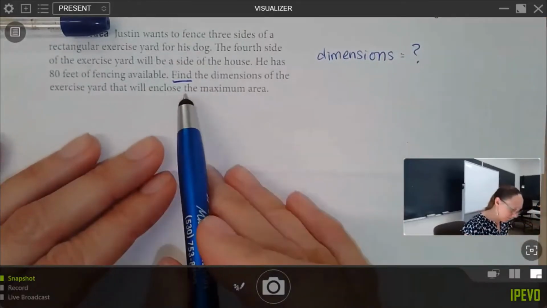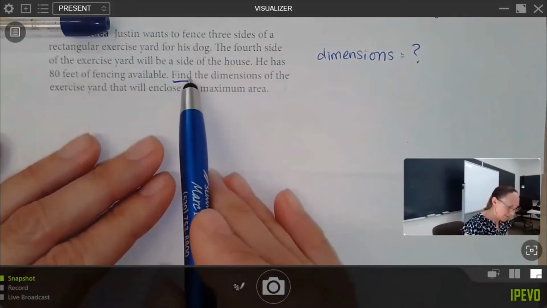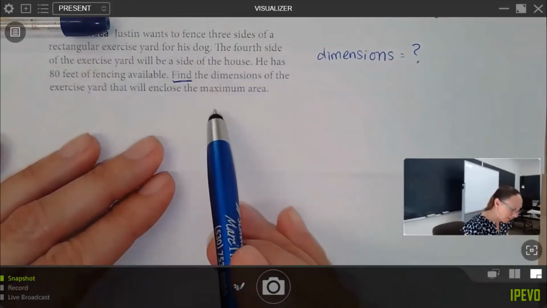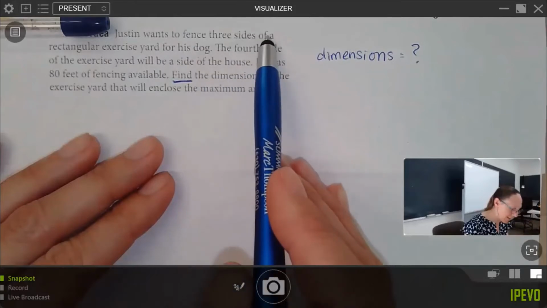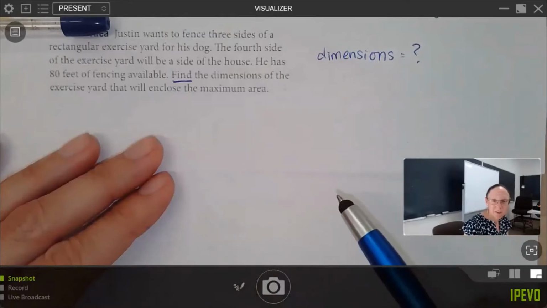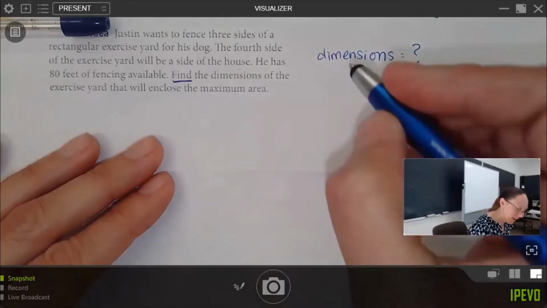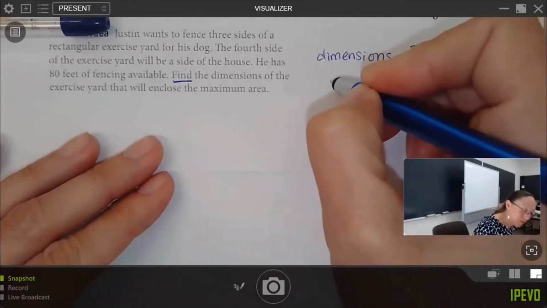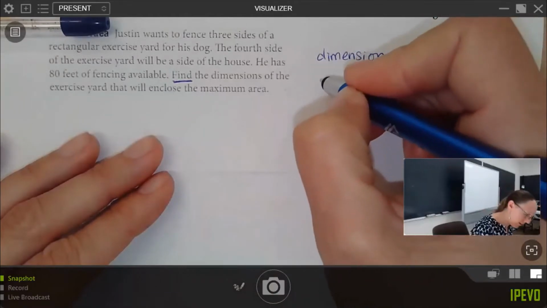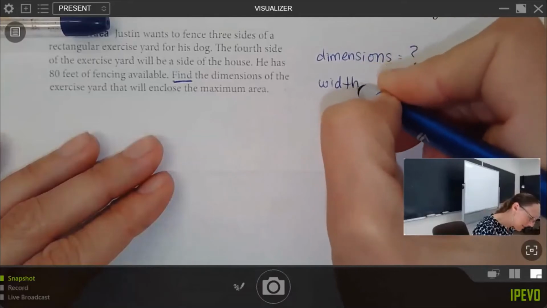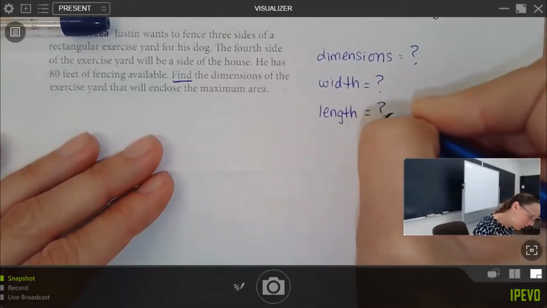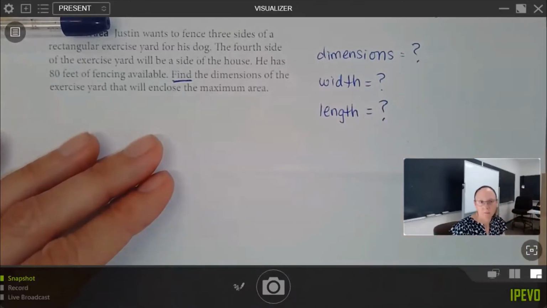And so if I'm trying to find dimensions, then I'm kind of looking through the problem again and saying, well, what is this thing? It's rectangular. So if I'm trying to find the dimensions and I know it's rectangular, then this is asking me either for the base and the height or the length and the width. Doesn't matter which one you like better. But that's what my dimensions are going to be. What's the length and the width?